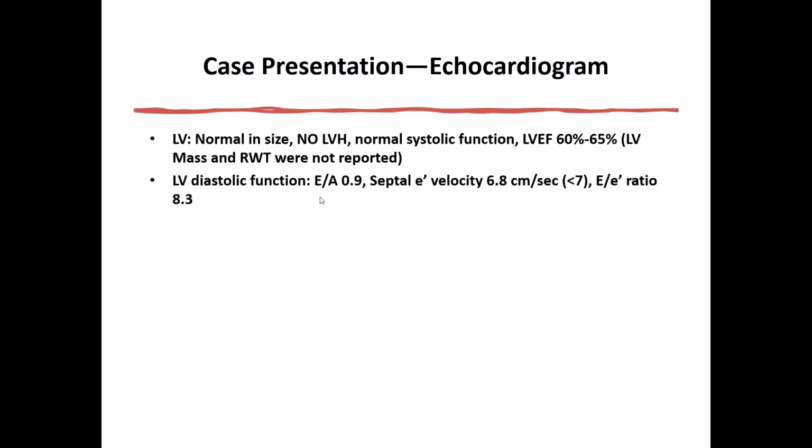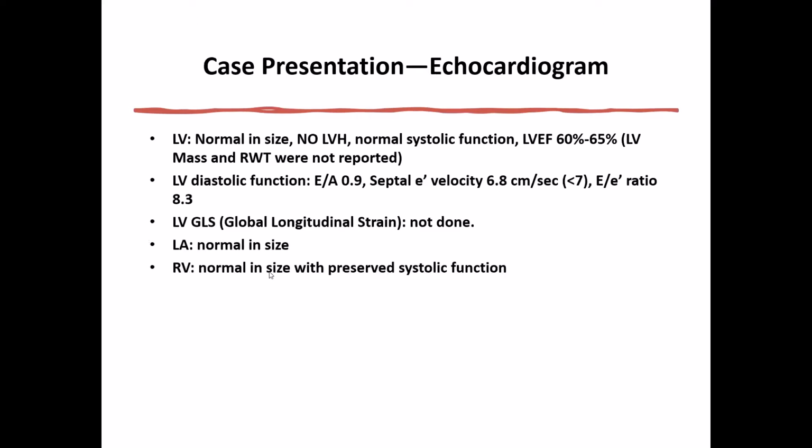And LV diastolic function. We really need to look into the diastolic function. So what is the E to A ratio? What is the septal E velocity, lateral E velocity? What is the E to E prime ratio? So diastolic function is key. And then the global longitudinal strain. Again, this also helps. And what is the size of the left atrium? What's the size of the right ventricle? And whether it has preserved function or not.